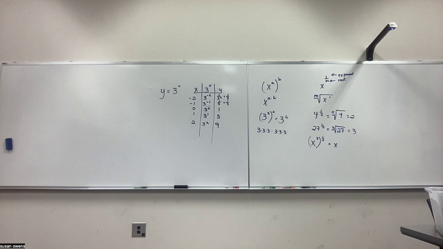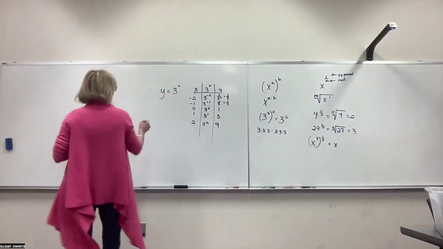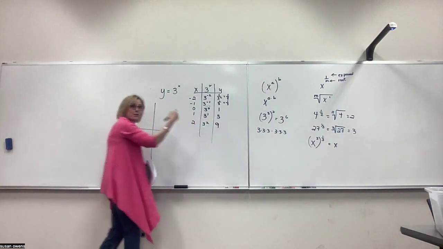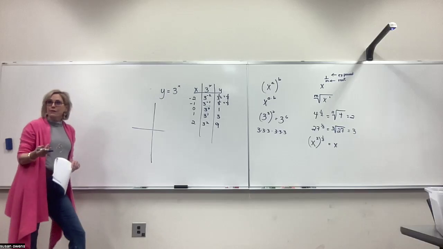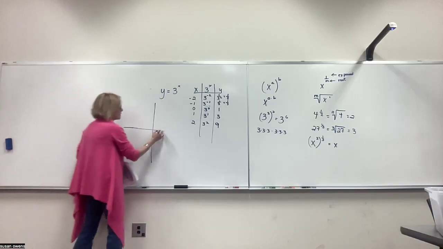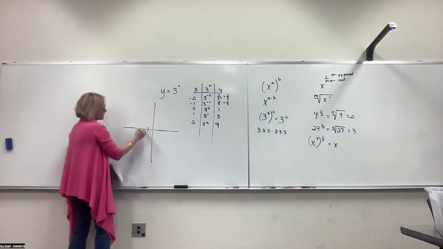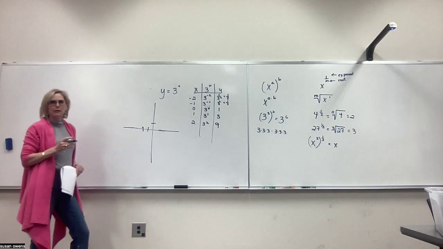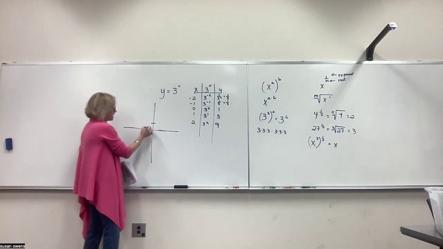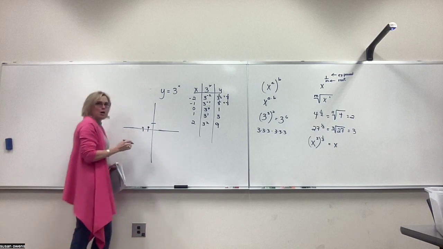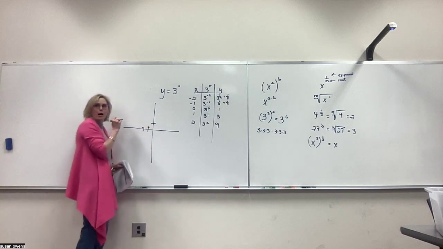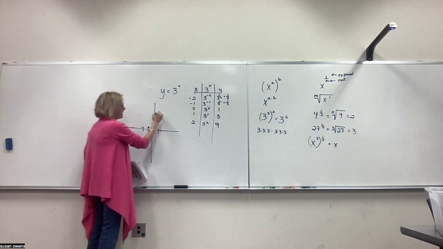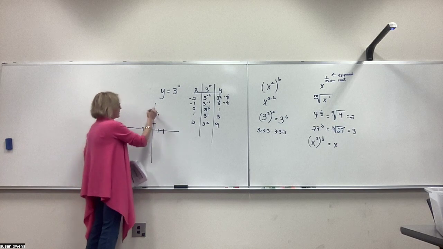Good. All right, so let's look at what this graph looks like. These are my x values, these are my y values, so I'm graphing combinations of those. I go over -2 and up 1/9. That's just a teeny tiny bit. I go over -1 and up 1/3, over 0, up 1, over 1, up 3, and over 2, up 9.